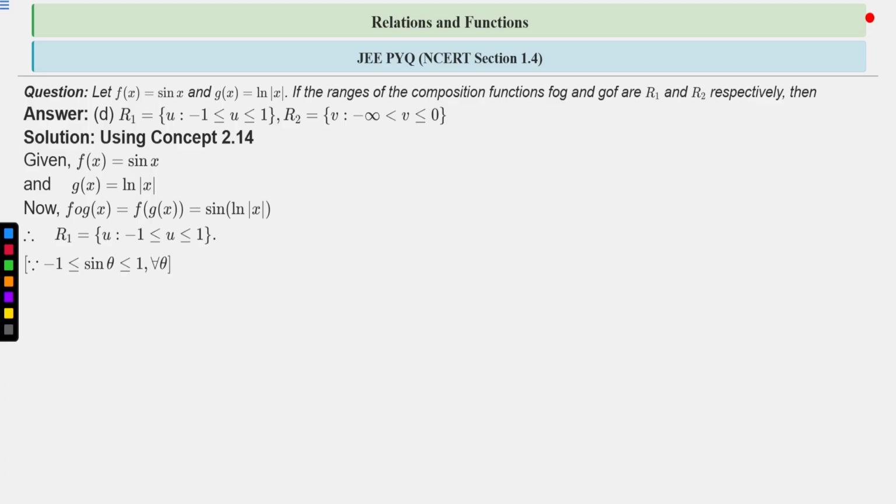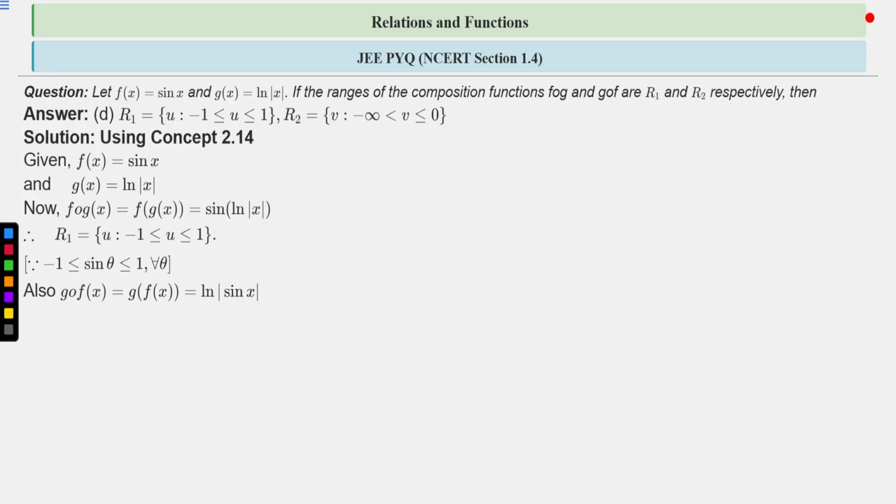Because we know that sin theta is always between minus 1 and 1, right? Sin theta will always lie between minus 1 and 1 for all theta. Because we got f of g(x) as sine of ln x, so whatever be the value of ln x, sine of ln x will always lie between minus 1 and 1. Therefore, R1 will be u such that u is from minus 1 to 1.